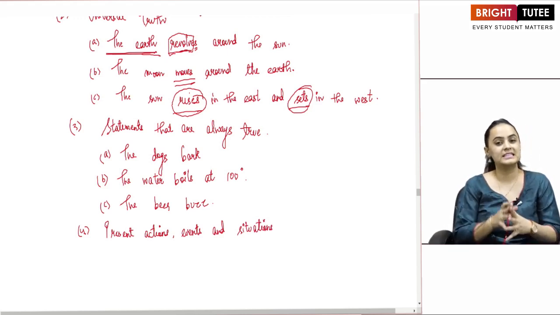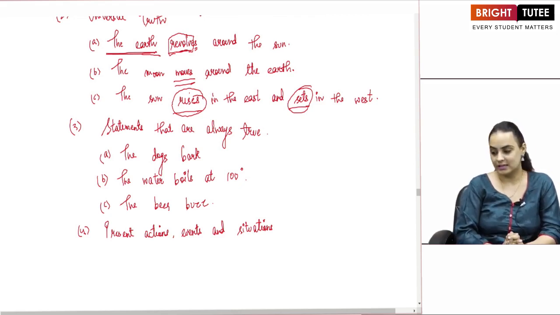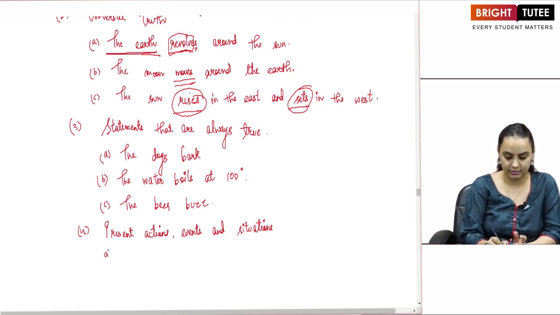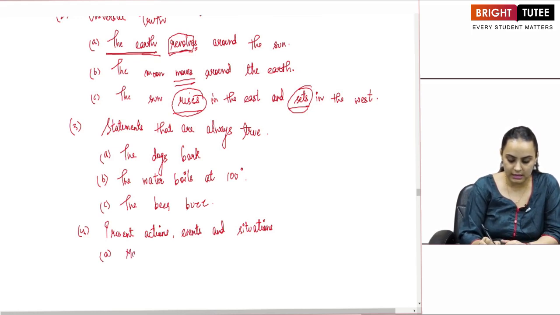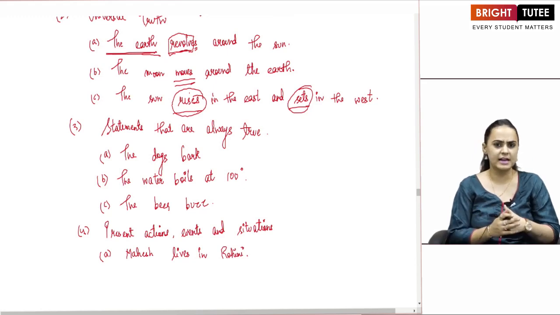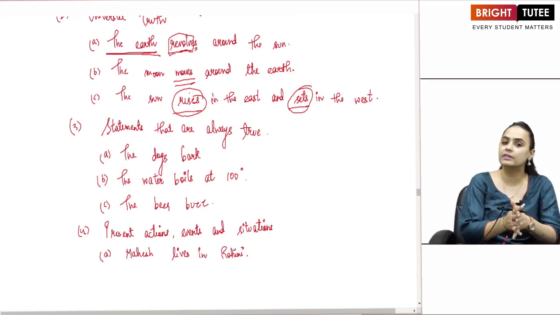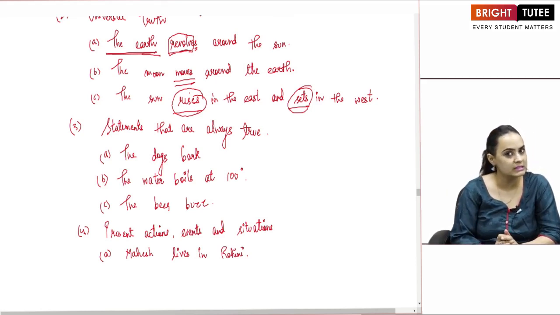So for the present actions, for the present events and for the present situations, we are always going to use the simple present tense. For example, if I say something that is taking place presently, if I say Mahesh lives in Rohini. This is a present action, something that is taking place right now, that Mahesh is presently living in Rohini, so we use the simple present tense for that.